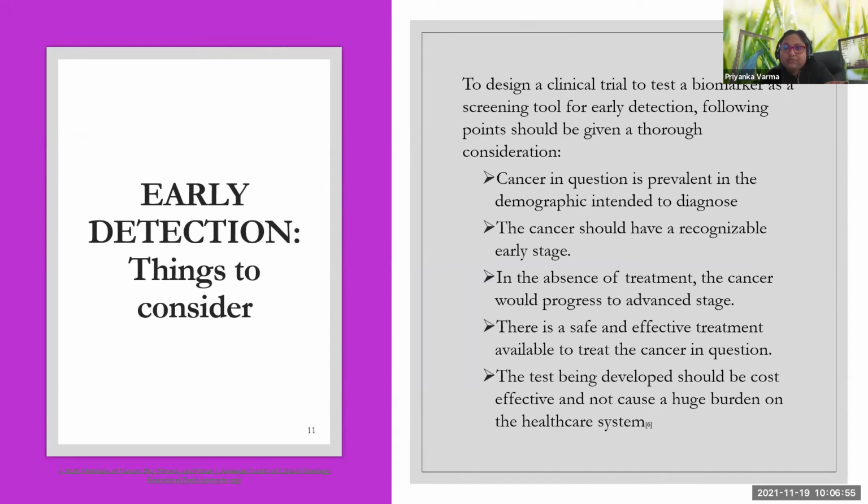So what things should we consider when we are designing a trial to test a biomarker, which can be a potential application eventually in clinical practice? To design a clinical trial to test a biomarker as a screening tool for early detection, we should definitely give consideration to the following points. We should look at whether the cancer in question is prevalent in the demographic intended to diagnose the cancer. So the cancer should have a recognizable early stage.